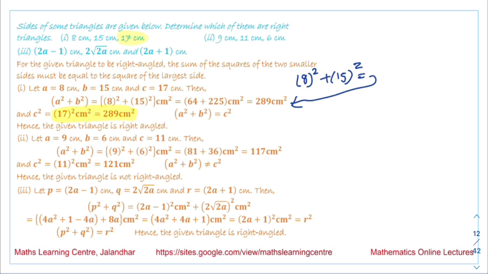17 square. So for these first dimensions, A is equal to 8, B is equal to 15 and C is equal to 17. These three values can be the lengths of the sides of a right angle triangle.